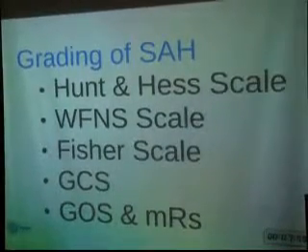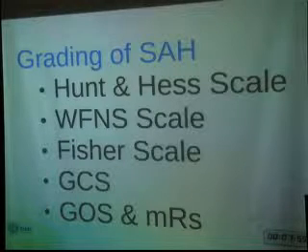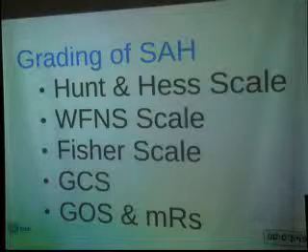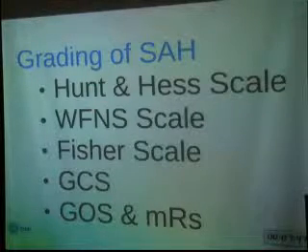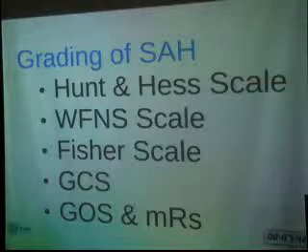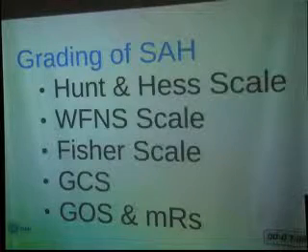For the grading of subarachnoid hemorrhage, we have the Hunt and Hess scale, grading the hemorrhage by clinical state, and the World Federation of Neurological Surgeons scale. We have the Fisher scale, which grades the amount of subarachnoid hemorrhage on the CT scan, and the well-known Glasgow Coma scale, and two scales, the Glasgow Outcome scale and the modified Rankin scale, for assessment of the outcome.